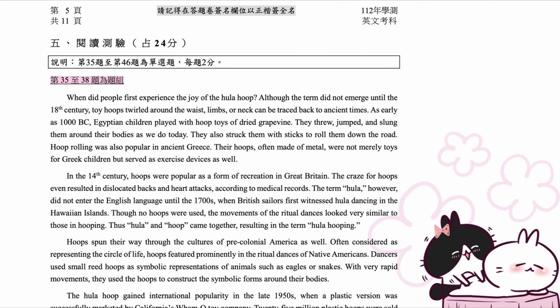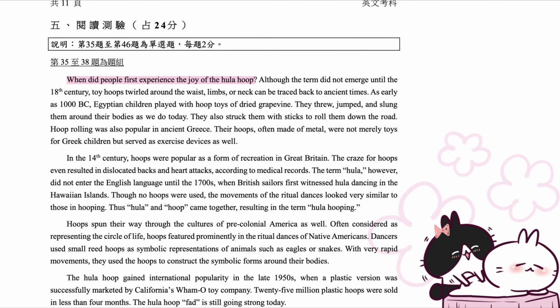Questions 35 to 38 refer to the following passage. When did people first experience the joy of the hula hoop? Although the term did not emerge until the 18th century, toy hoops twirled around the waist, limbs, or neck can be traced back to ancient times. As early as 1000 BC, Egyptian children played with hoop toys of dried grapevine. They threw, jumped, and slung them around their bodies as we do today. They also struck them with sticks to roll them down the road.